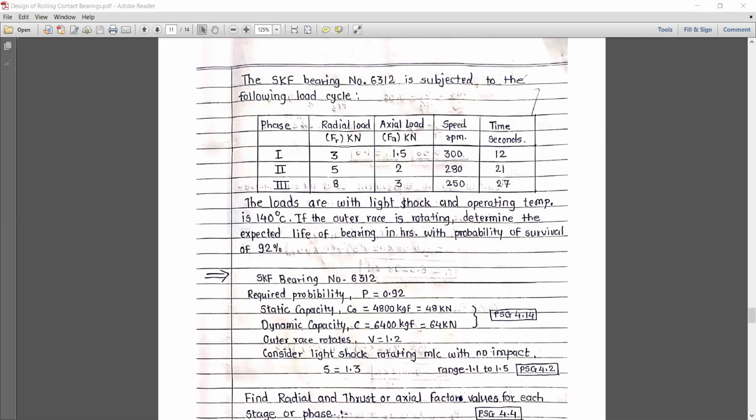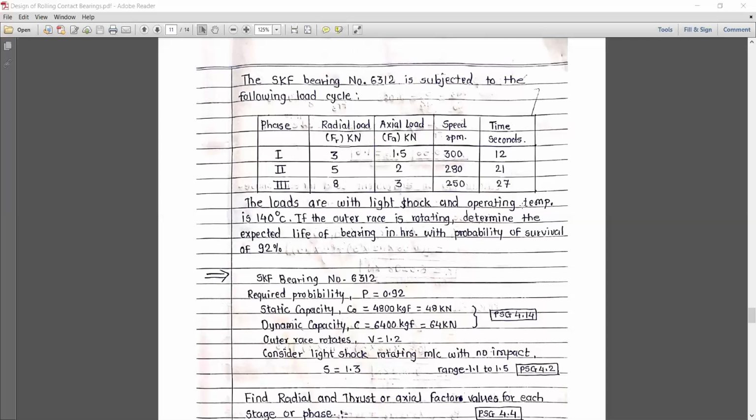And last one, the third phase, where the radial load is 8 kilonewton, axial load is 3 kilonewton, with the speed of 250 rpm and the time of engagement is 27 seconds. So the total time is 60 seconds, that is 1 minute. Out of 1 minute, this cycle time has been recorded. The loads are with light shock and the operating temperature is 140 degrees centigrade.